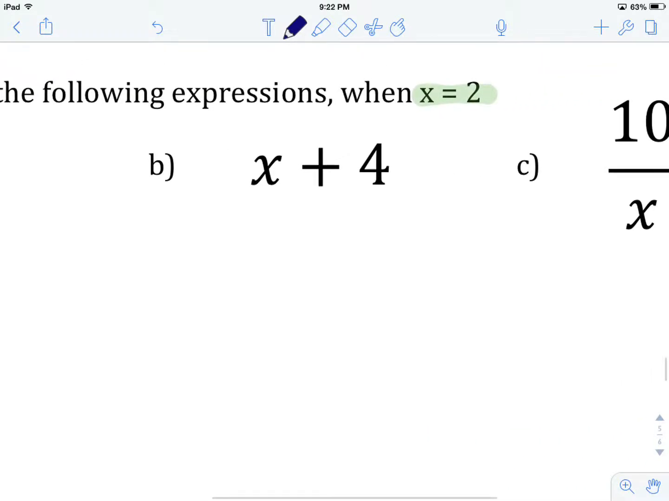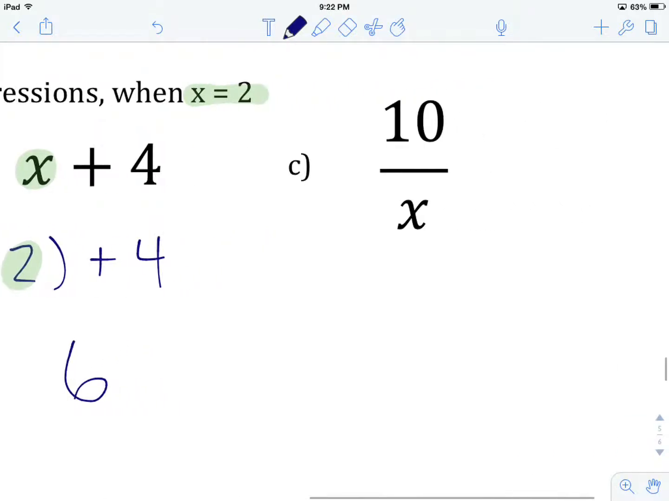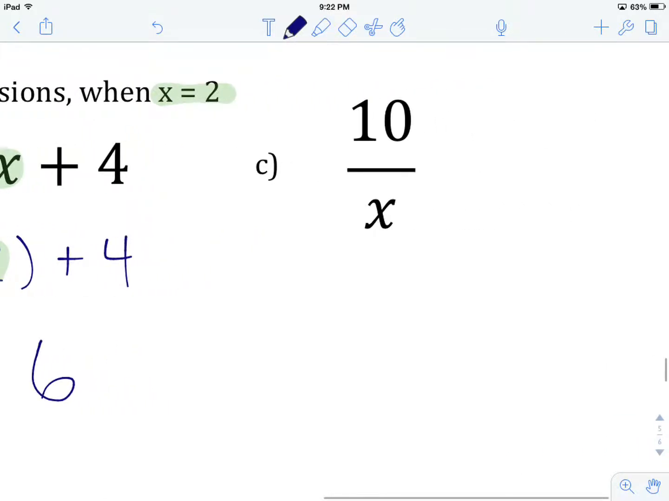Let's have a look at b. x plus 4. So same thing, instead of an x, this time I'm going to put in a 2 and then the plus 4. And again, just to reiterate this, there's my x and I'm replacing it with a 2 just as it says I should in the instruction. And 2 plus 4 is going to give me 6. There it is again.